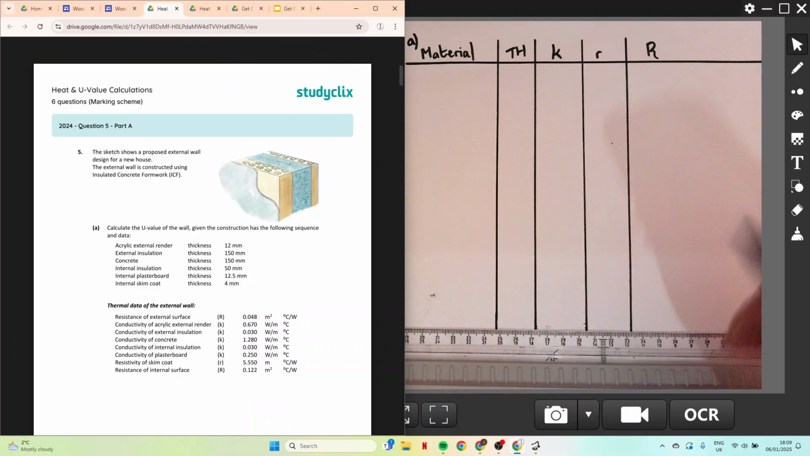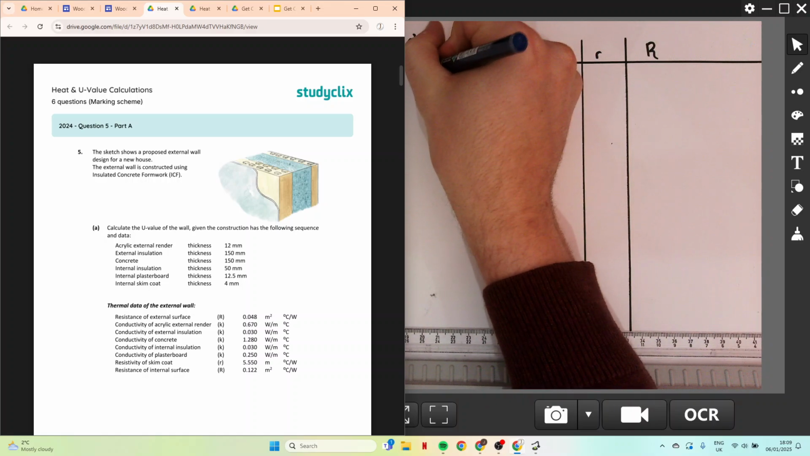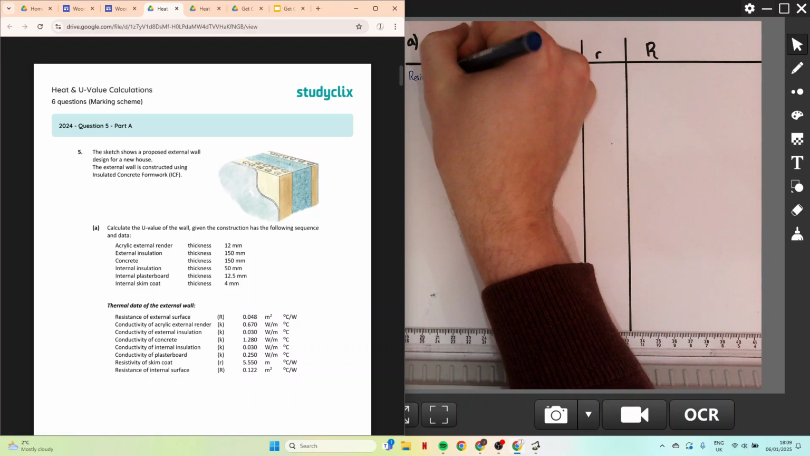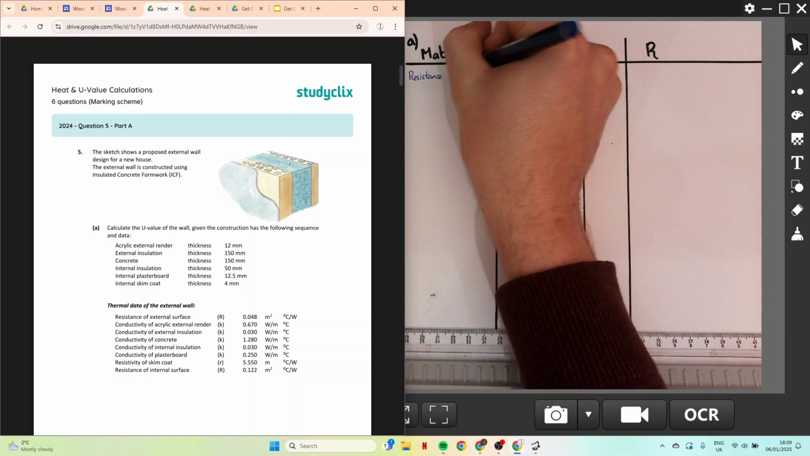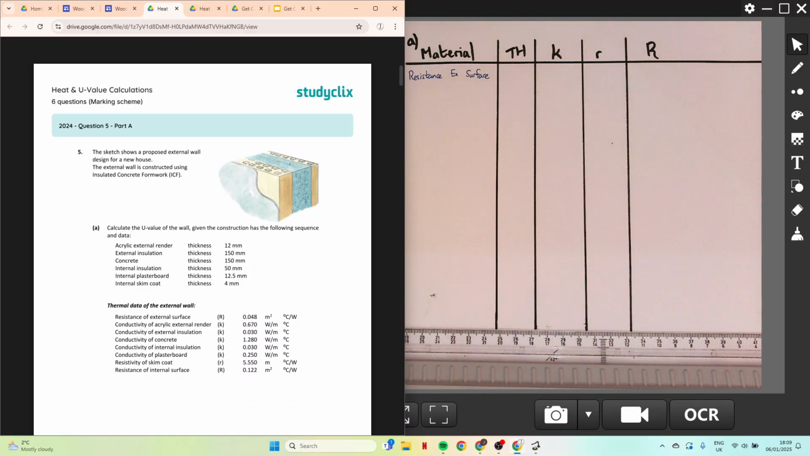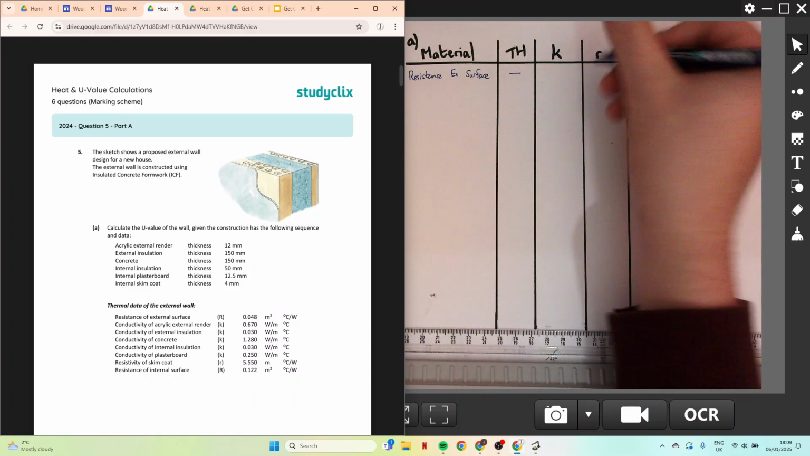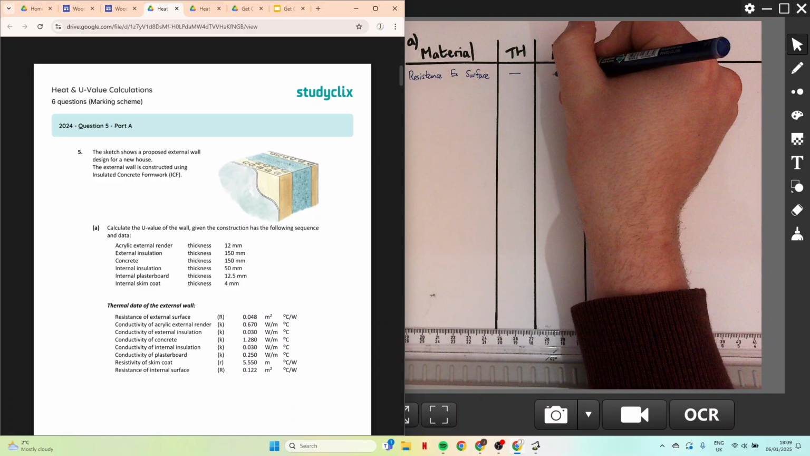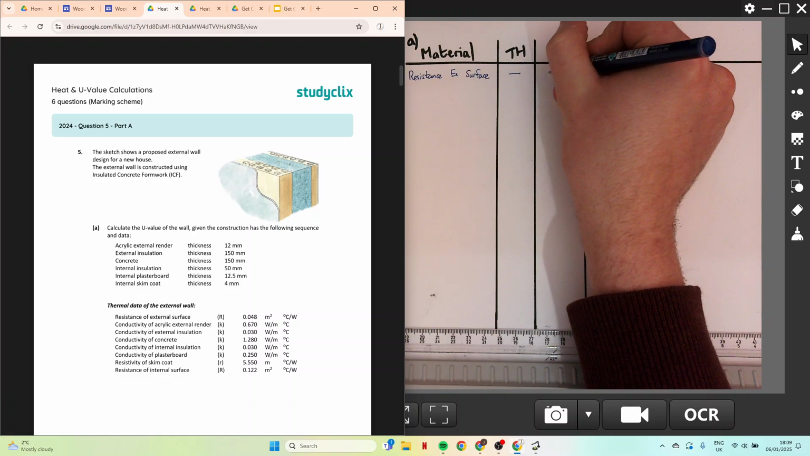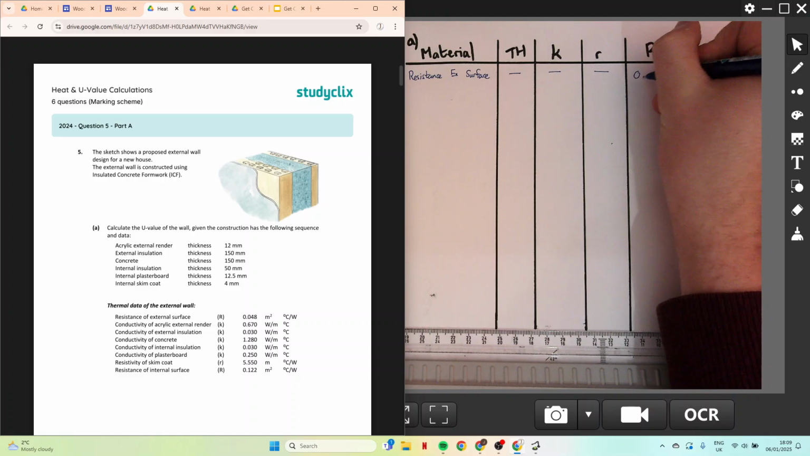So when we're writing that in, we can write this in shorthand. We can write in resistance EX surface. Your examiner will know EX stands for external. Thickness, there is none. There is no physical thickness to that, so you can put a line through it. Same thing with conductivity and resistivity. If you notice in the question, it has the big R, which straight away means that is going over here into my resistance: 0.048.